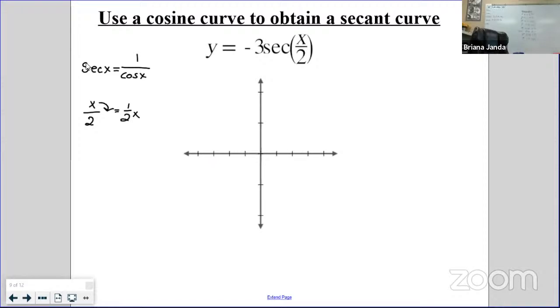Okay, so instead of looking at it as -3 secant of 1/2 x, I would consider the equation -3 cosine of 1/2 x and dot out that picture to get my graph started. So we do have a change in our labeling here. B equals 1/2. Therefore, the period is 2 pi divided by 1/2. 2 pi times 2 over 1 is 4 pi.